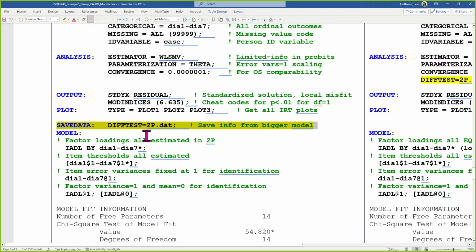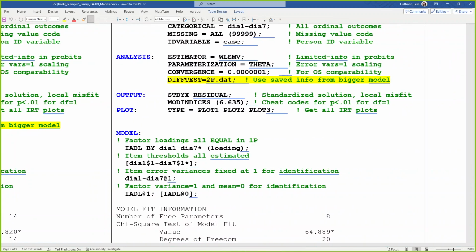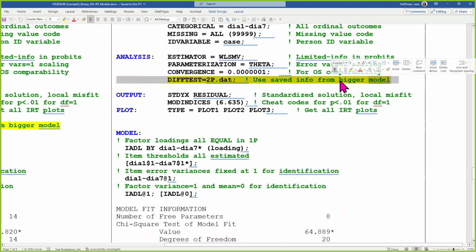It does a whole bunch of computations under the hood related to derivatives that it says, don't even try, just do it this way. Don't try and do anything on your own. I said, all right, fine. And I'm saving the results from this model as 2p, meaning this is the 2-parameter model. Then coming over here and fitting the Rasch version of the model, so 1 loading instead of 7, I then take what I saved the results for from the bigger model and put it under analysis. So the order is fit the model that has the most parameters, save the results from that to a file, and then fit a nested model with fewer parameters and tell it to go use those results to do the comparison.